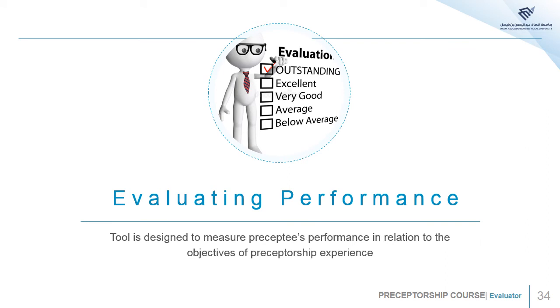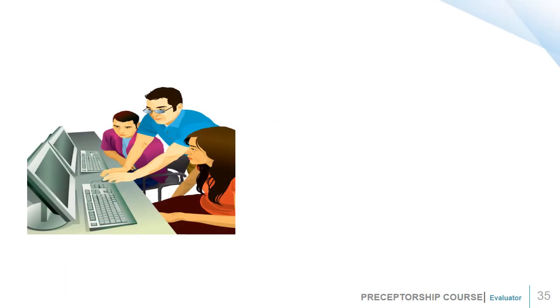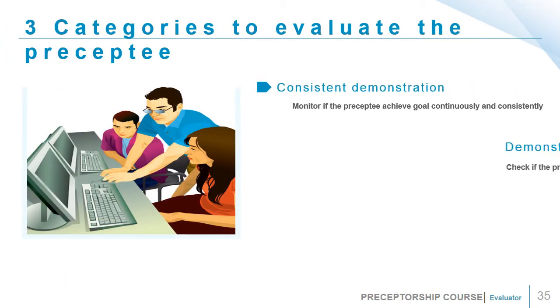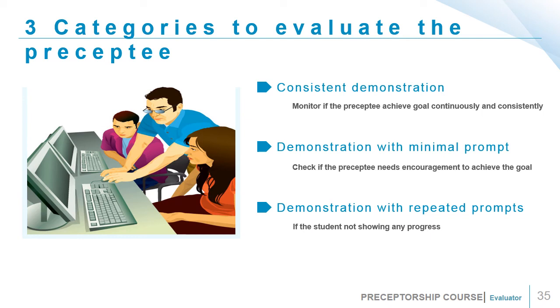In evaluating performance, a tool is designed to measure the preceptee's performance in relation to the objectives of the preceptorship experience. Three categories to evaluate the preceptee. Monitor for consistent demonstration, if the preceptee achieves the goal continuously. Demonstration with minimal prompt. Check if the preceptee needs encouragement to achieve the goal. Demonstration with repeated prompts, if the student is not showing any progress.